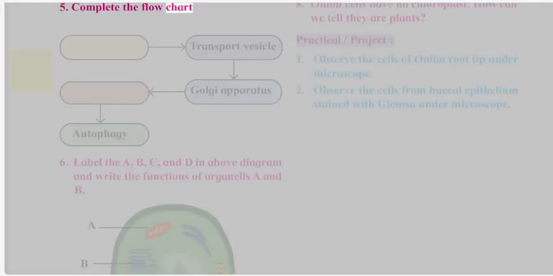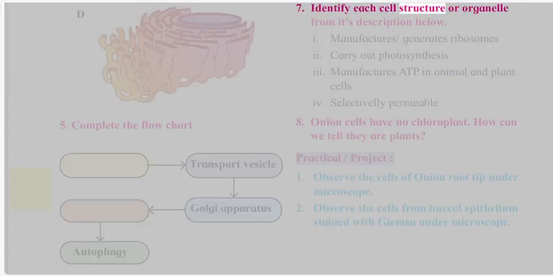5. Complete the flow chart. Transport vesicle, Golgi apparatus, autophagy. 7. Identify each cell structure or organelle from its description below. 1. Manufactures ribosomes. 2. Carries out photosynthesis. 3. Manufactures ATP in animal and plant cells. 4. Selectively permeable. 8. Onion cells have no chloroplast. How can we tell they are plants?